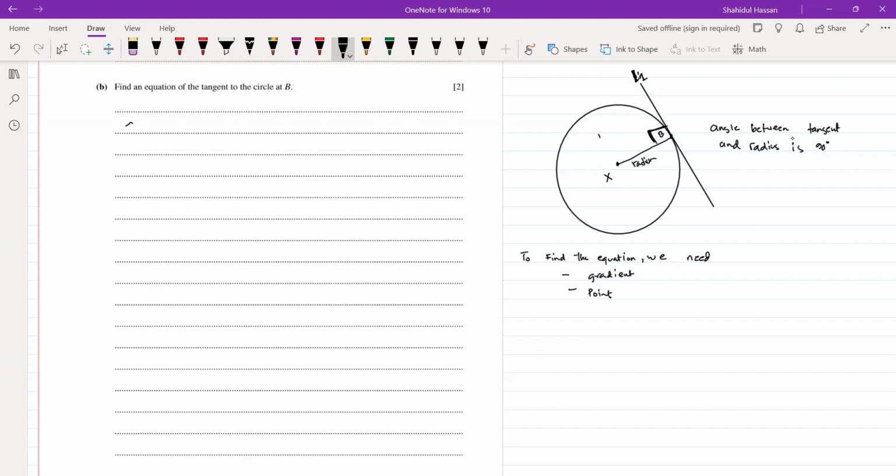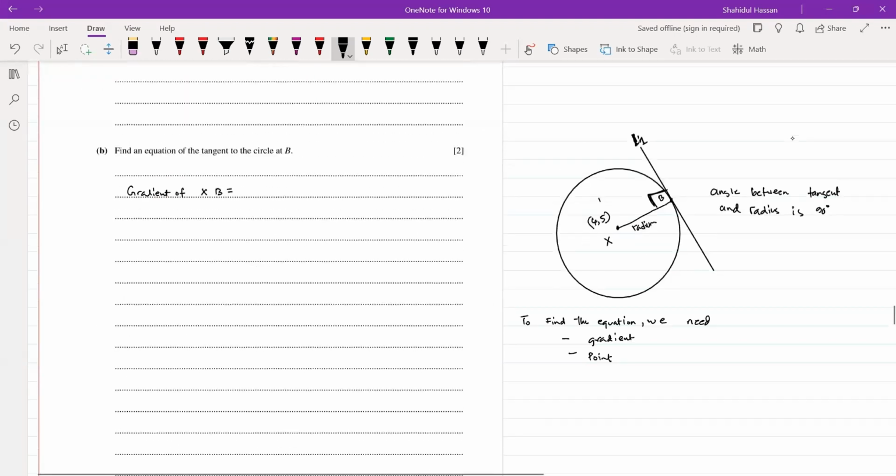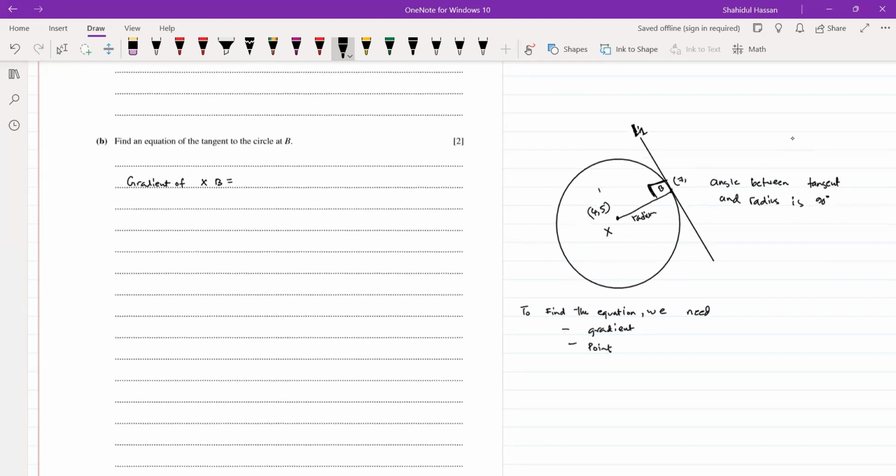So we're going to find the gradient of XB first. Remember the coordinates of X were 4, 5 and the coordinates of B were 7, 9. So the gradient of XB is (5 minus 9) over (4 minus 7), which is minus 4 divided by minus 3. 5 minus 9 is minus 4, 4 minus 7 is minus 3, so this is 4 by 3. This is the gradient of XB.